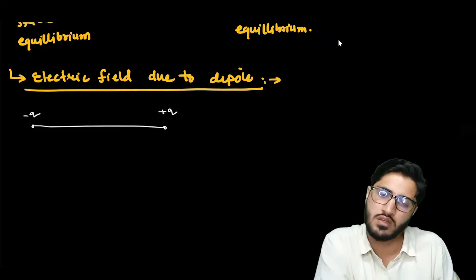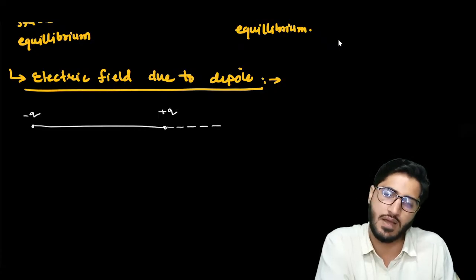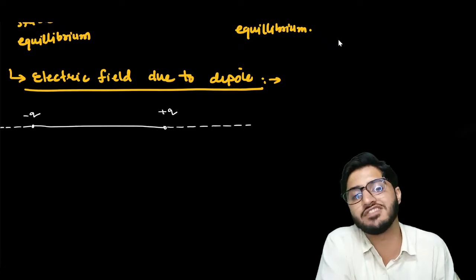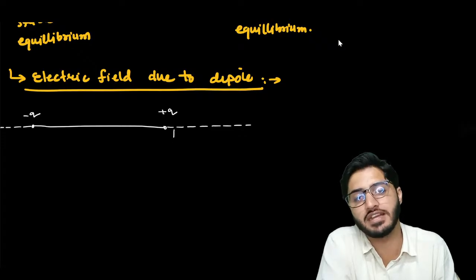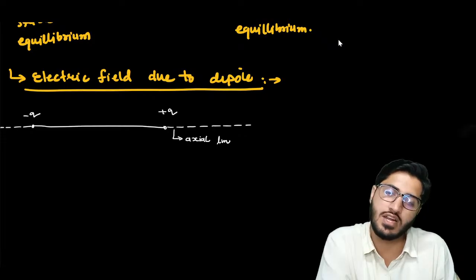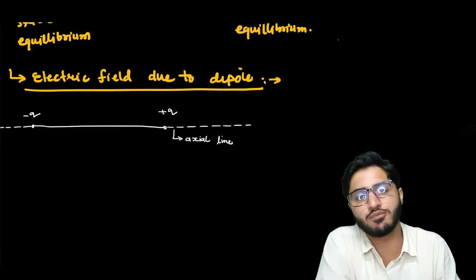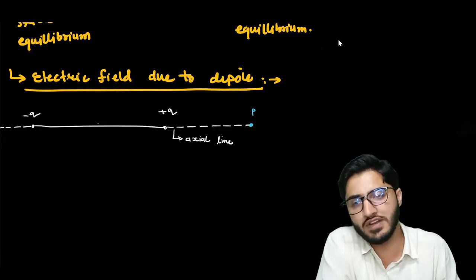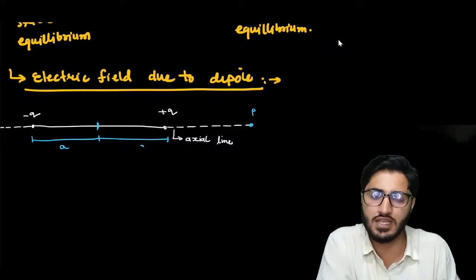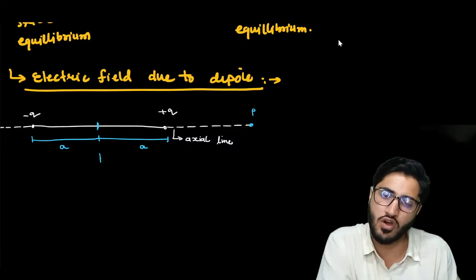I will extend this part. If we are going in the direction of the line which joins the two charges, this line is known as the axial line. So I will take any point here, let's call it point P. If this is the central point, this distance is A, this distance is A. The distance from the origin of the dipole to my point P is, let's say, X.